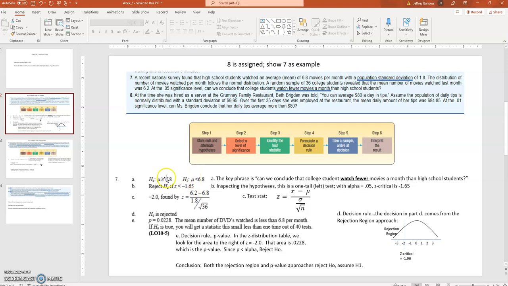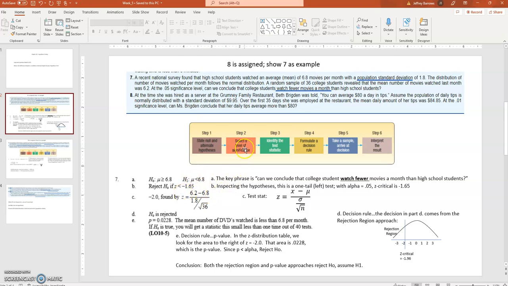And again, the key thing to remember is when you state the hypotheses, make sure that you have an equality in the null hypothesis. If you don't, there is really no basis for the test, because we have to assume, to conduct the test, that we know something about the parameter. So as the solution here goes A through E, I have put some notes here for each. As I say, the key phrase is, can we conclude that college students watch fewer movies a month than high school students? So that's telling us that we're trying to test whether or not the parameter is actually less than 6.8.